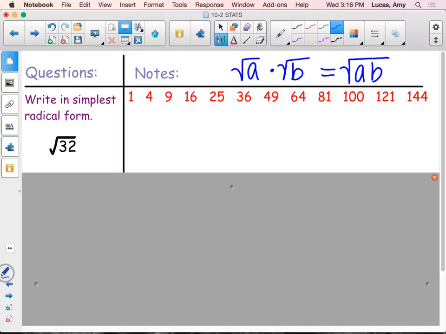I'm going to take the square root of 32. Notice I've got a list of perfect squares written, the first 12 of them. What you need to figure out is the biggest perfect square factor of 32. So look for the biggest perfect square that divides evenly into 32.